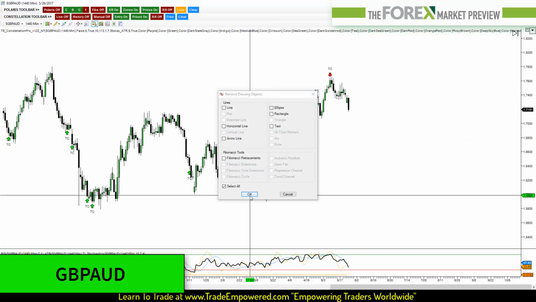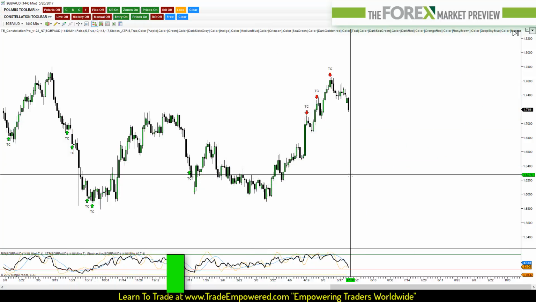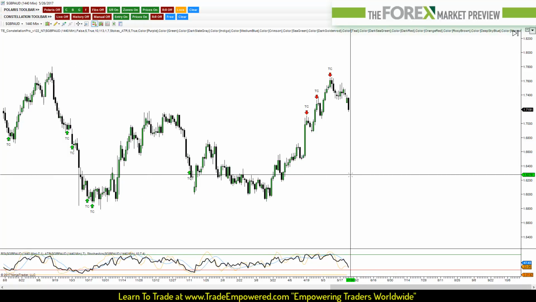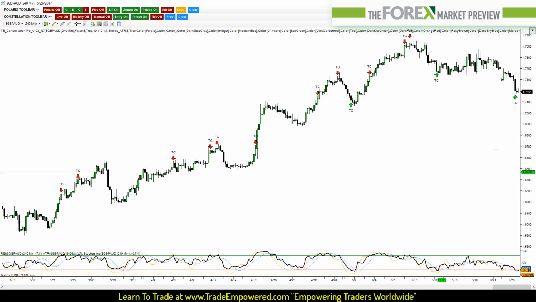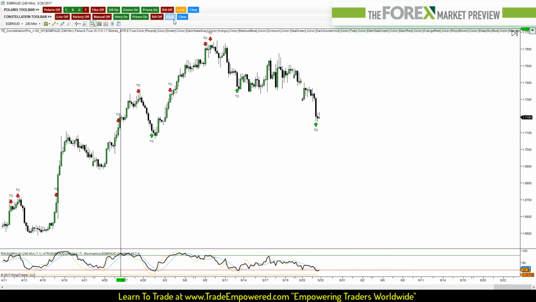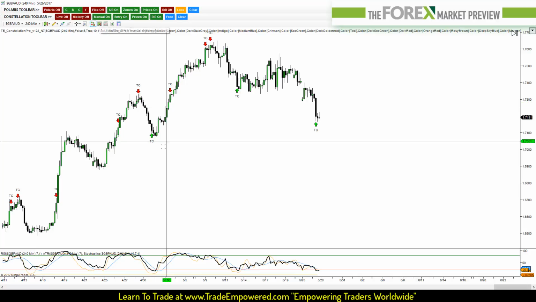Let's erase all of this. Pound Aussie on the daily. We still have a potential advanced pattern formation setting up. Let's just go down to the 240. I'll show you that first. We have a potential bat formation setting up here on the pound Aussie.